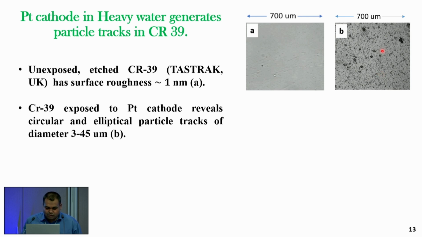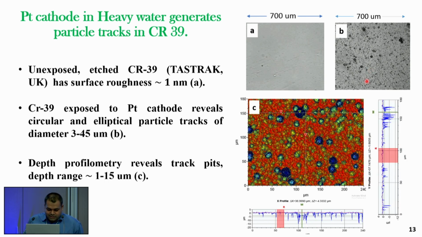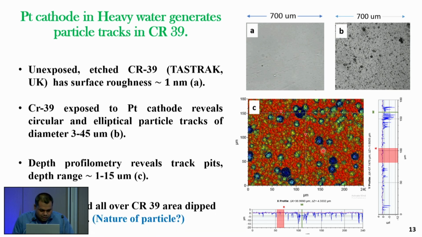What we see here are circular and elliptical particle tracks, and the diameter varies from 3 to 45 microns. We also did depth profilometry. Again, we see the tracks, and we measured the typical depth range of 1 to 15 microns. Now, another interesting thing to note is that we observe the tracks spread all over the CR39 area, not only near to the platinum cathode, but actually all over the CR39 area.